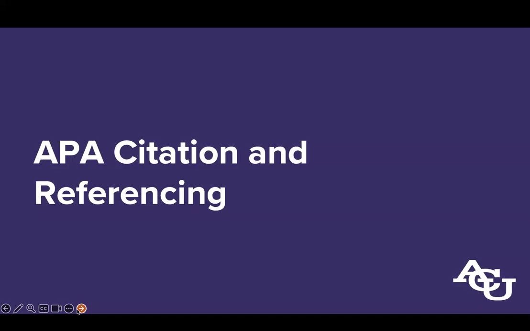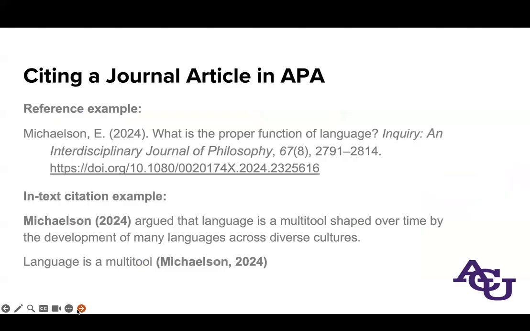First, we're going to go over how to format references and in-text citations for 2 types of sources, a journal article and a page on the ASHA website. So this first example shows how to cite a journal article in APA format. The reference is at the top, the reference format.